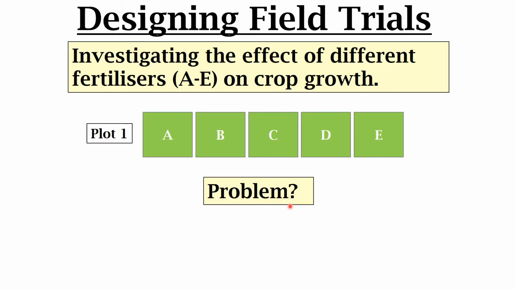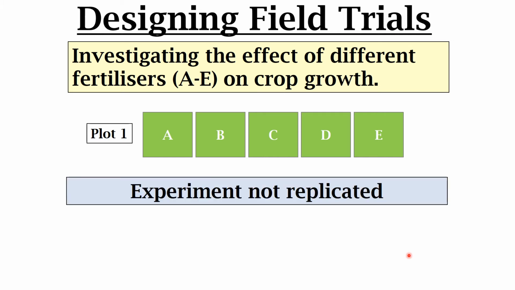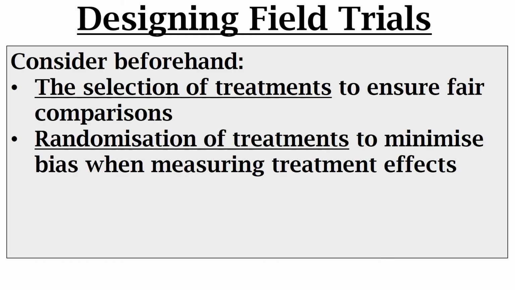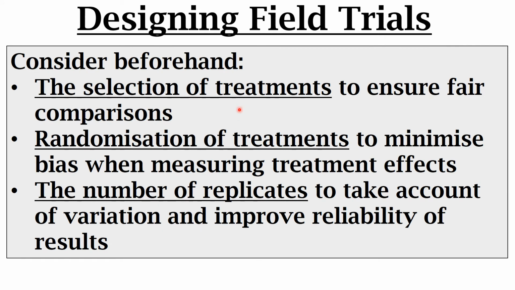And that's the last one. So, any issue with that? Going back a few years now, you would have come up with this, because we talk about it from S1, I think. The experiment here has not been replicated. So the last part of designing field trials is to have a number of replicates, and that is to take into account variation and, as we always say, to improve the reliability of results.